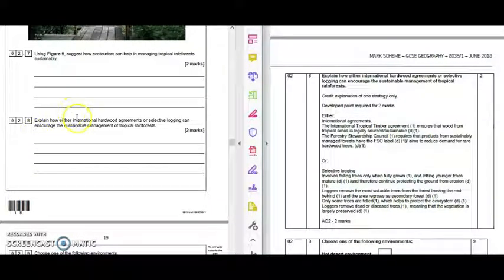2.8. Explain how either international hardwood agreements or selective logging can encourage the sustainable management of tropical rainforests. So these agreements then, the first mark can be just to name one. So we've got the International Tropical Timber Agreement. And then your development point is just saying what that is.